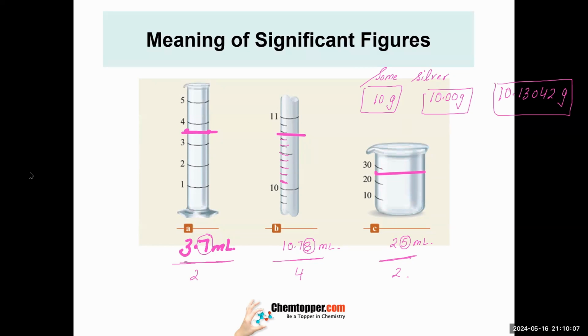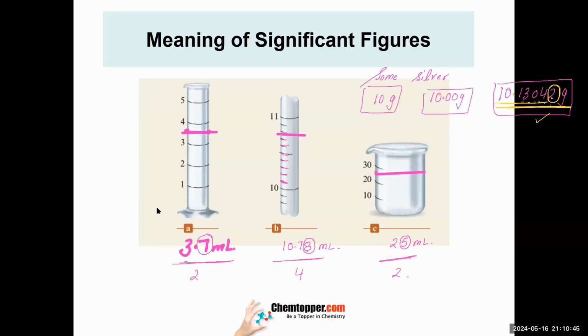The one with more significant figures. This one. This is more accurate because there are more digits. Only this digit is uncertain. Here, this digit is uncertain. Rest all are certain, marked on the scale. So this is a very precise scale. So this is the one with the highest significant figures and has very high accuracy. That's the meaning of the significant figures.